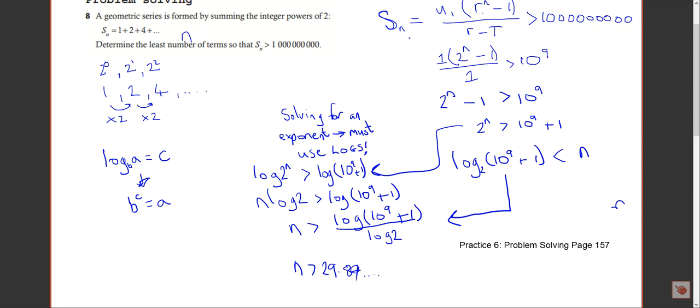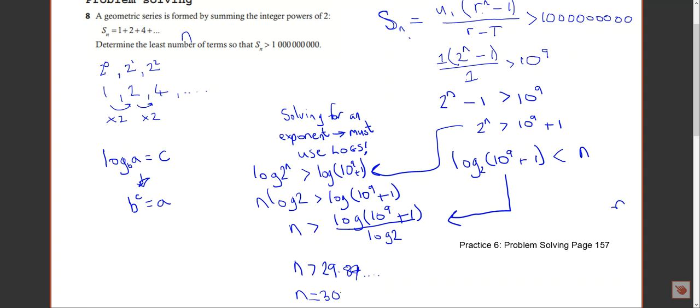Because this has to be a whole number, because it's a number of terms, n is equal to 30. Now, if this was 29.4, what would your answer be? It would still be 30, okay? Because we're saying here n is greater than 29 point whatever it is. If it was 29.01, you would still round it up to 30 because n is greater than that. It has to be a whole number. Okay, so there's 30 terms.